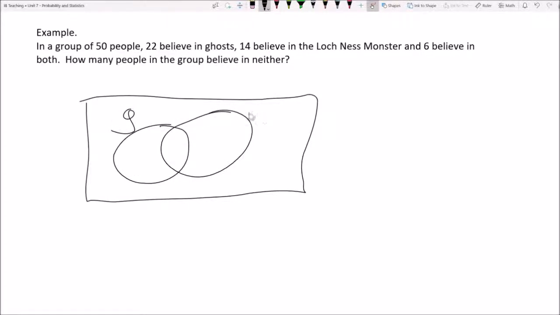All right, we have ghosts, we have Loch Ness monsters. Again, we have 50 people. So there are 22 who believe in ghosts, and there are 14 who believe in Loch Ness monsters, and there are 6 who believe in both. And so we have to figure out how many believe in neither.